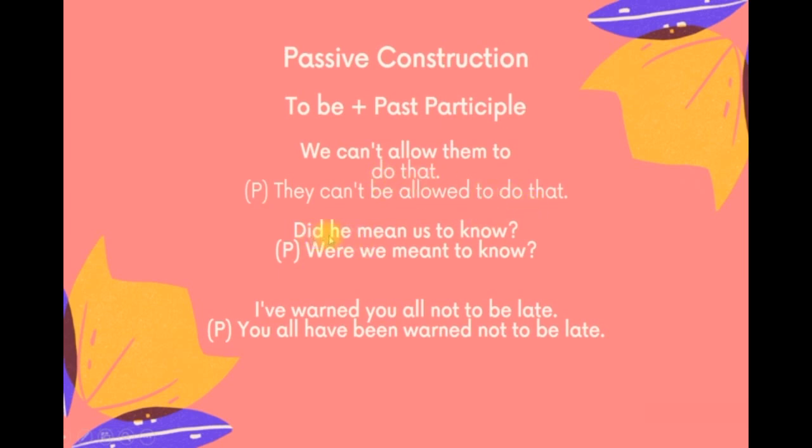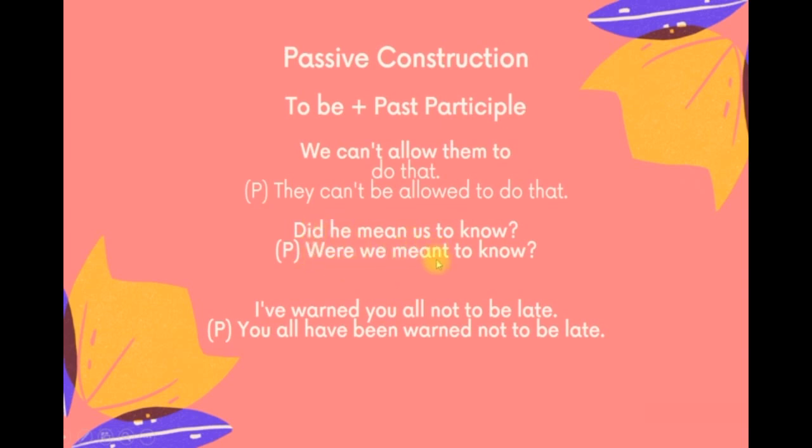The second sentence: did he mean us to know? This is a question. How do we make a question in passive? To make a question in passive, we need an auxiliary. So here we put were as the auxiliary for the subject we. How do we know that the subject is we? Okay, we will refer to us as the object in the active sentence. So the object in the active sentence changes into the subject in the passive sentence. So us changes into we. And then the auxiliary is were.